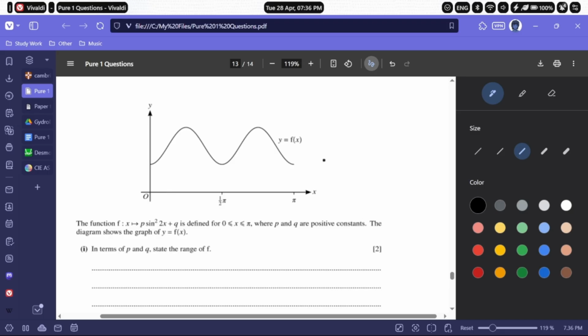So f of x is p sine square 2x plus q, defined from 0 to pi, where p and q are positive constants. The diagram shows the graph of y is equal to f of x.